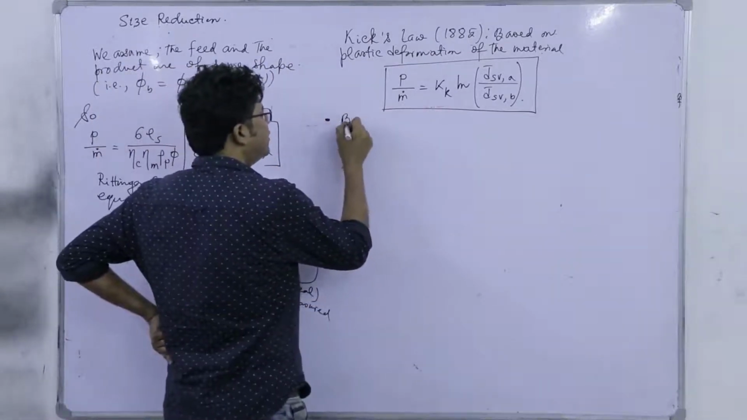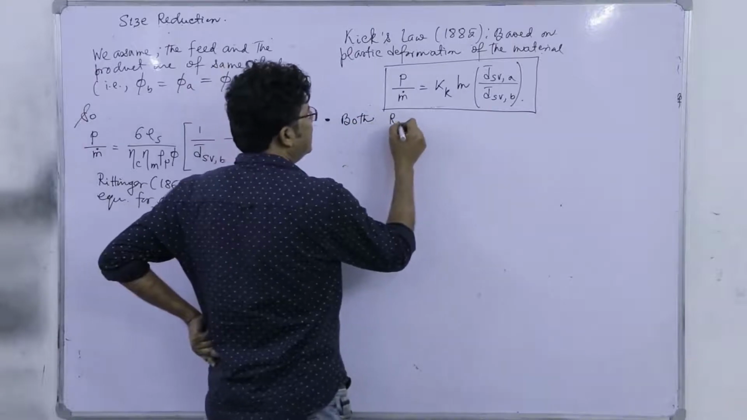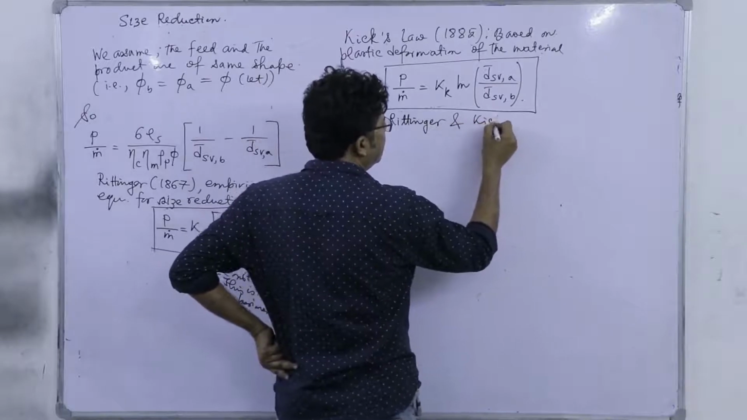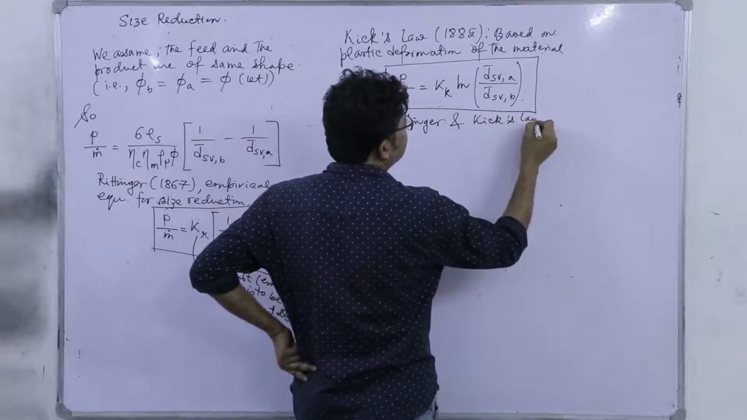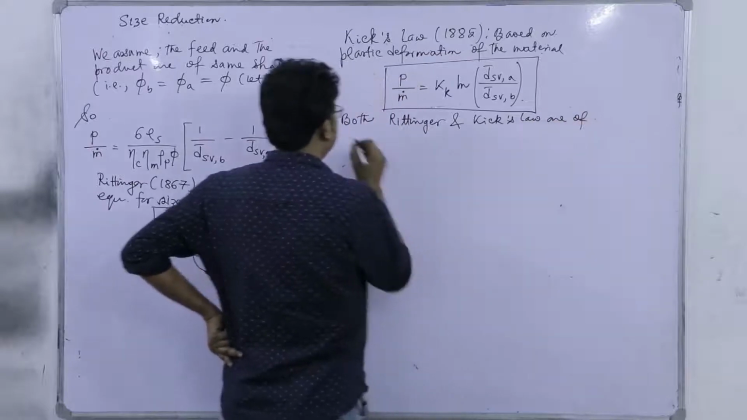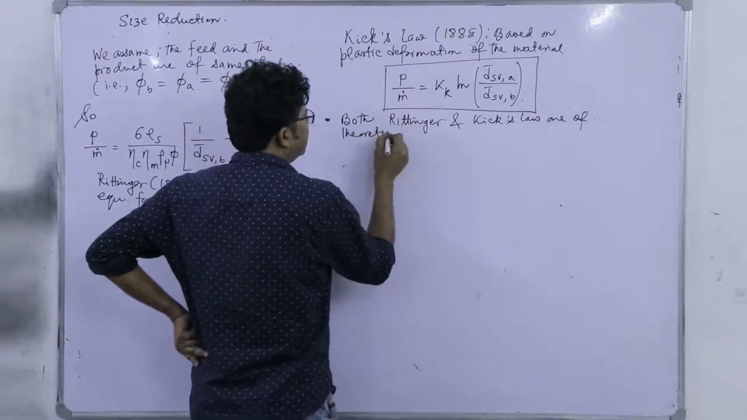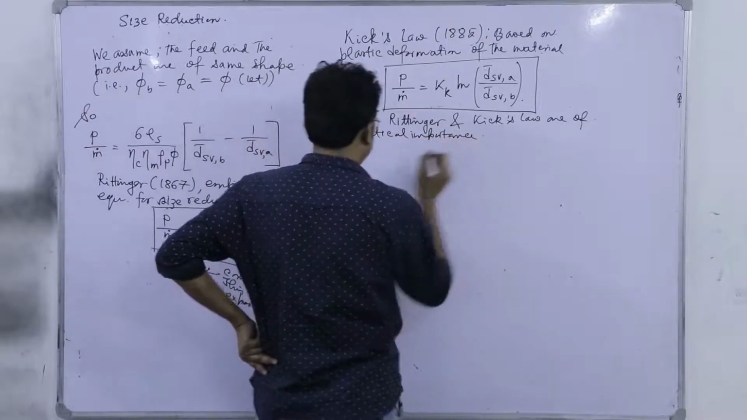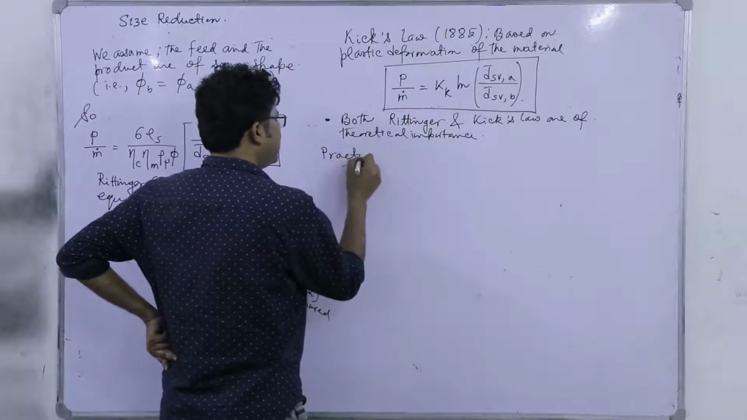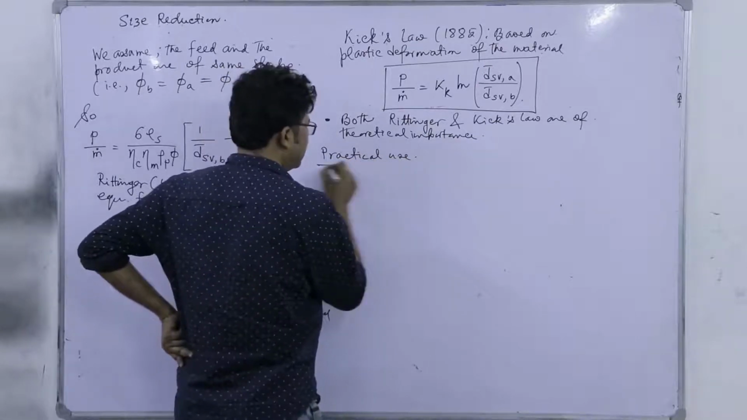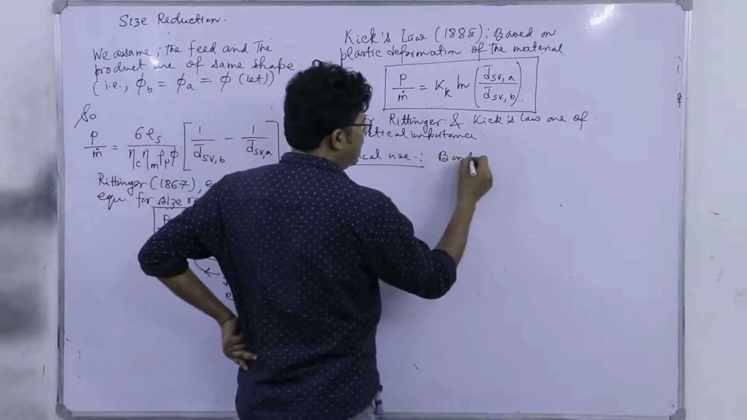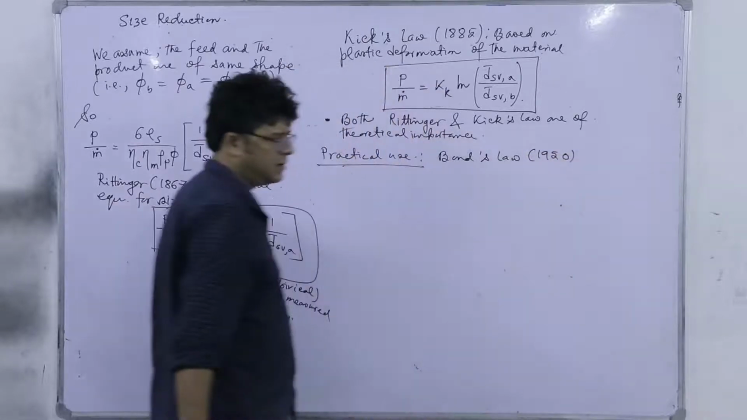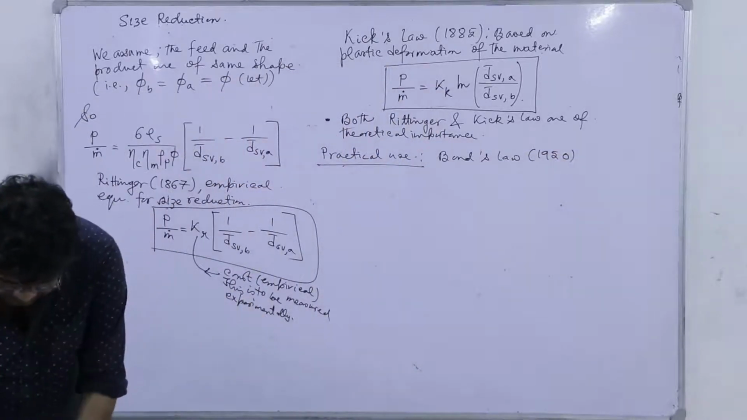You have to note that both Rittinger and Kick's law are of theoretical importance. They are not used practically. For practical use, we use the Bond law. Much later, in 1950, it was proposed by Bond.